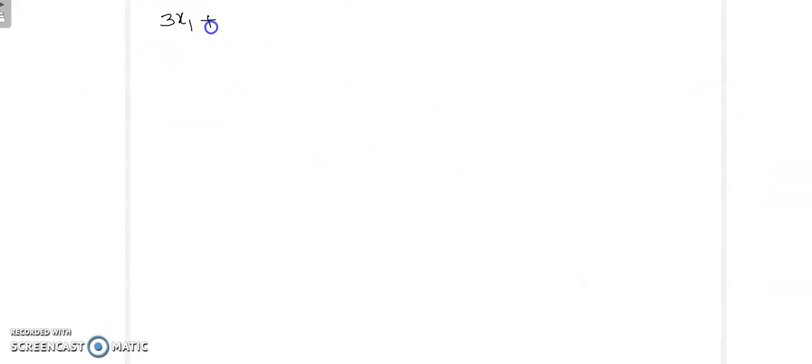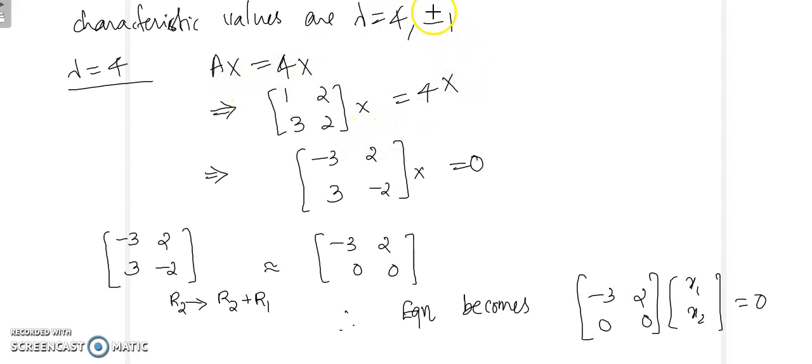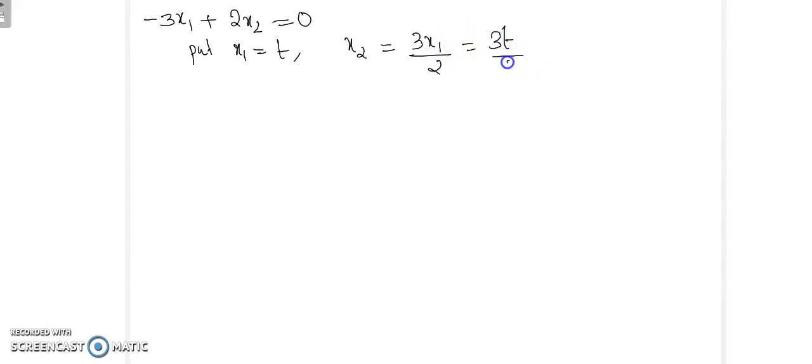So you have minus 3x1 plus 2x2 equal to 0. So this is one equation and two unknowns, so it will have infinitely many solutions. So put x1 equal to t, then x2 will be equal to 3x1 by 2. So that is 3t by 2.